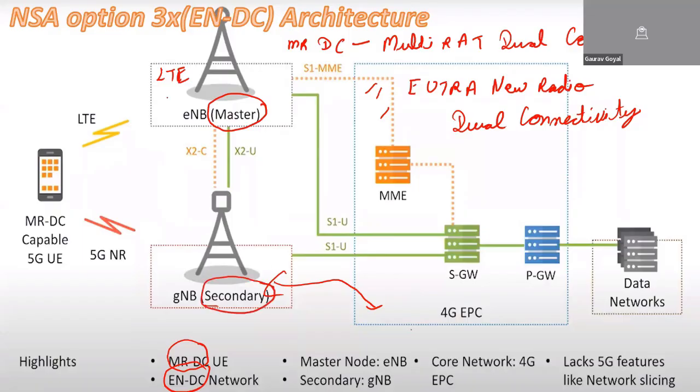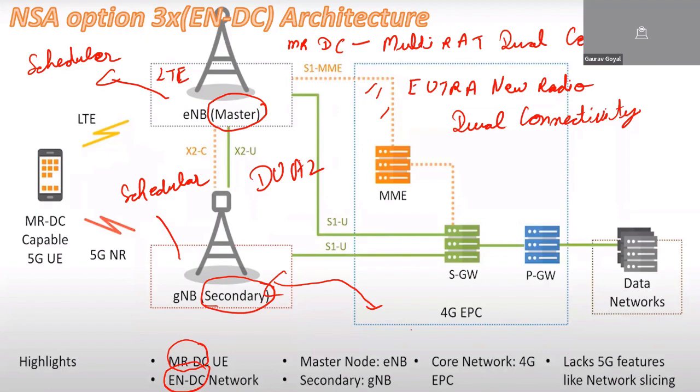So the eNodeB has a different scheduler and the gNodeB has a different scheduler, right? That is why it is called dual connectivity. Why is it called dual connectivity? Why is it not called carrier aggregation? Because in carrier aggregation we have only one scheduler, but in dual connectivity we have more than one scheduler for the same device, right? So that's why it is called dual connectivity, not carrier aggregation.